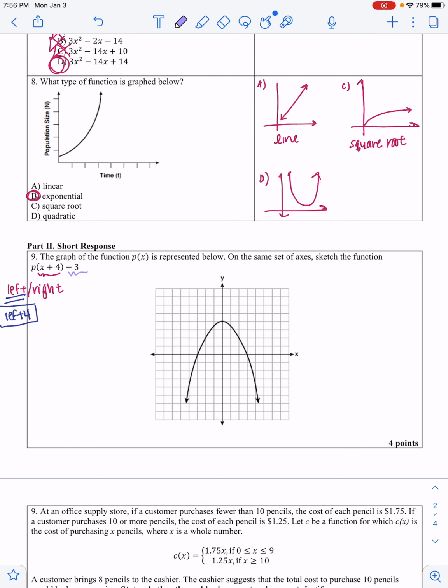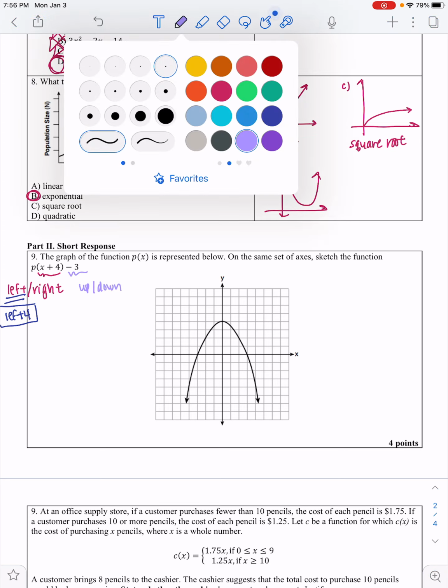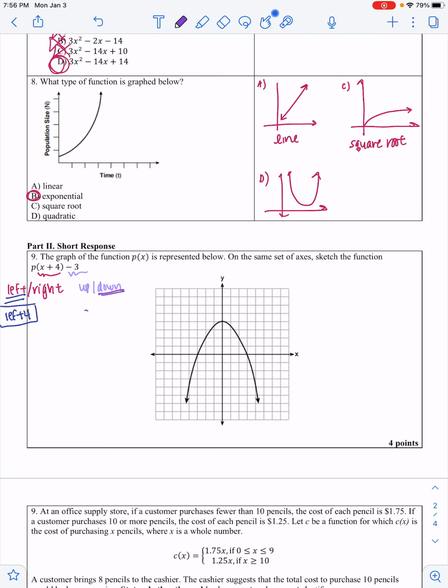Now outside our parentheses is either going to be an up or down shift. And since this was minus 3, this is the same. This is going to be down 3. So we are shifting each of our points left 4, down 3. So pick points that are easy to identify. For example, I'm going to start with this point over here. If I move it left 4, 1, 2, 3, 4, and down 3, I now end up right there.